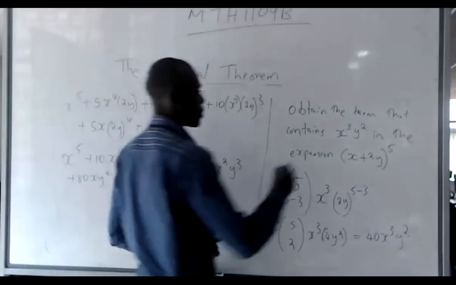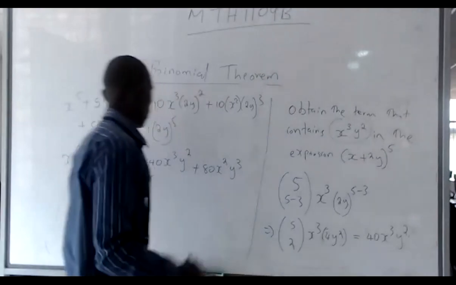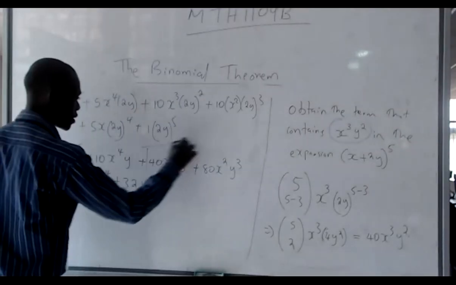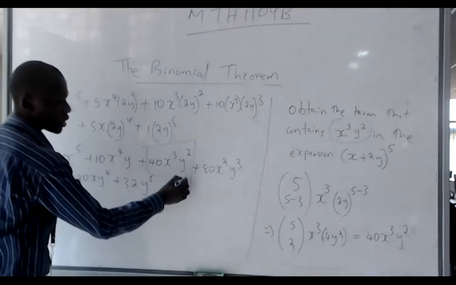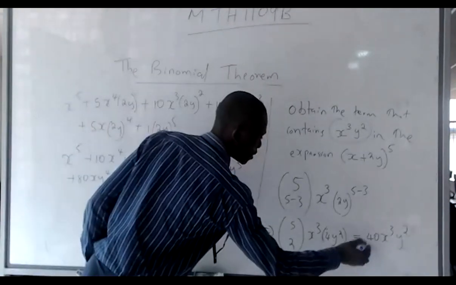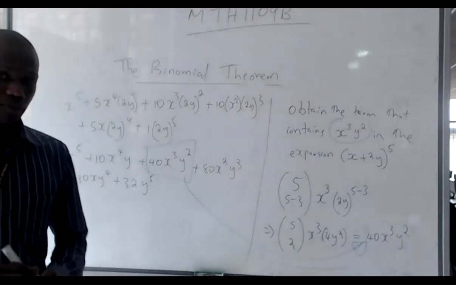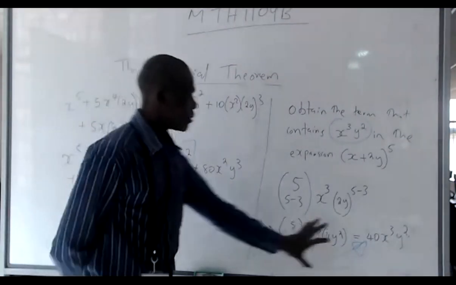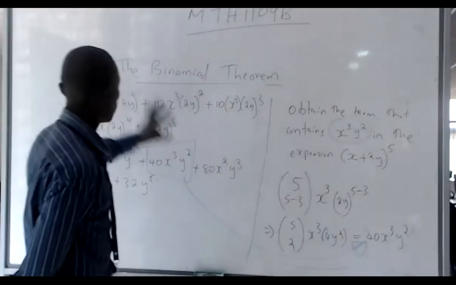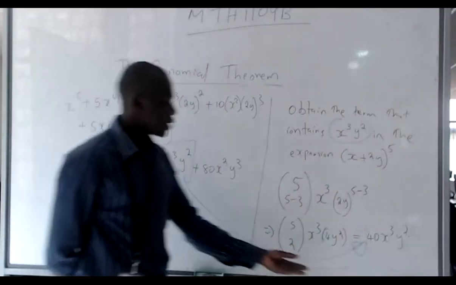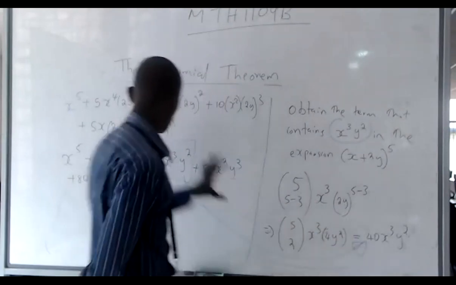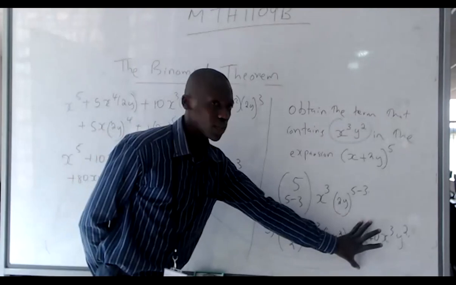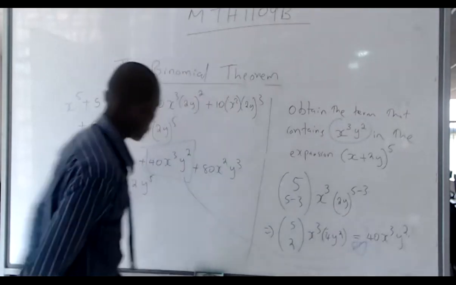We were looking for the term that contains x cubed y squared. So let's see. X cubed y squared is right here, and this is exactly what we obtained here. So with the binomial theorem, I can obtain the particular term that I'm interested in without doing the whole expansion. I obtained this from the theorem without doing the whole expansion. I just did the expansion to check if it is true that this is the particular term.